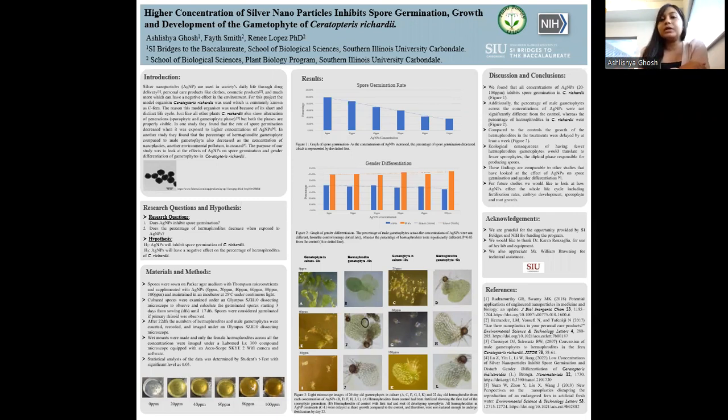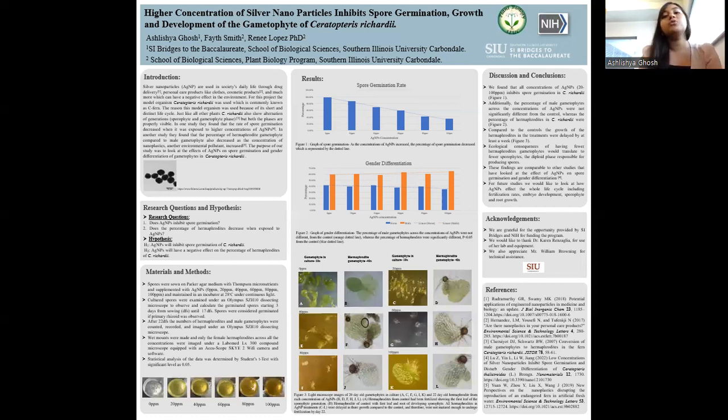Silver nanoparticles have been used in a variety of fields in today's world, including personal care products like cosmetics, clothing, and much more. It generally shows a negative effect from any perspective. So we wanted to determine how it affects plant life by using saffron as a model organism.